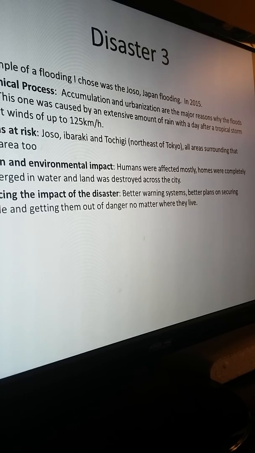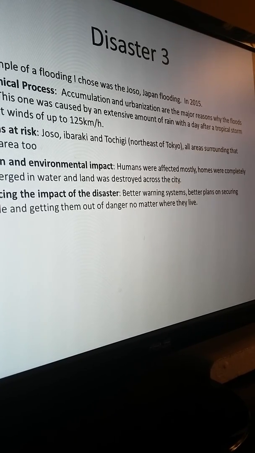My third disaster was a flood. I chose the Joso, Japan flood in 2015. The mechanical process was the accumulation and urbanization are the main reasons why the floods occur. This one was caused by an extensive amount of rain a day after a tropical storm brought winds up to 125 kilometers an hour. Regions at risk were Joso, Ibaraki, and Toshigi, northeast of Tokyo.